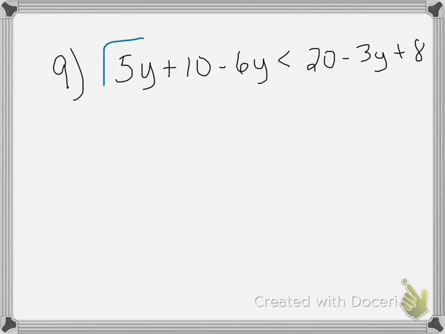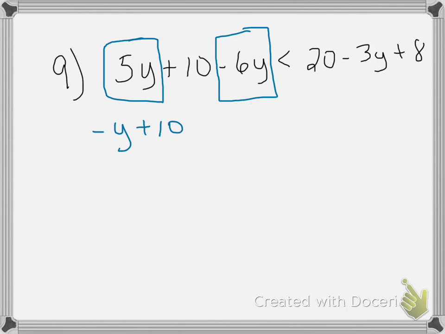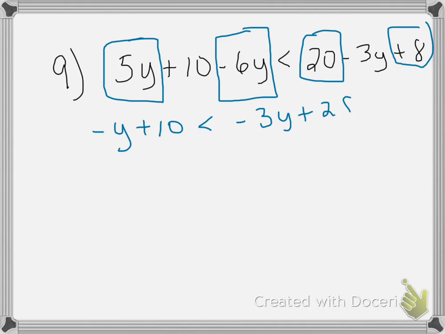First thing I notice is I have like terms. I have a 5y here, and then I have a negative 6y. Remember, the sign follows the number, so if I'm looking at the 6, it's really a negative 6. So if I combine these, 5y minus 6y, that means I'm going to have a minus y. On the other side I have a 20 and then I have a plus 8, so that makes it negative 3y plus 28.